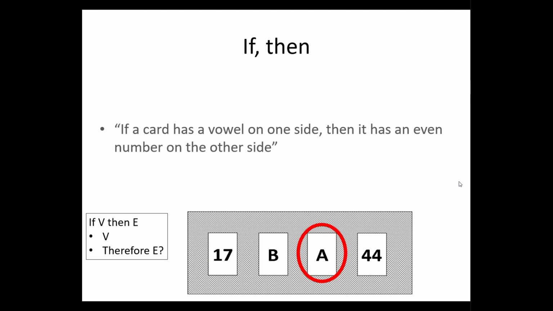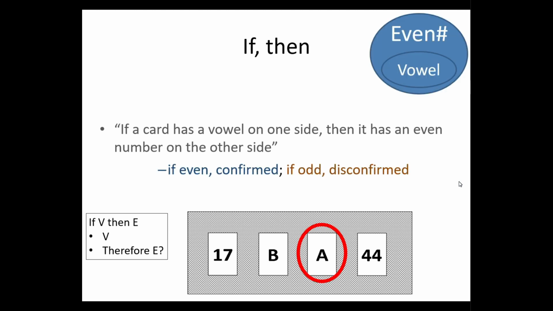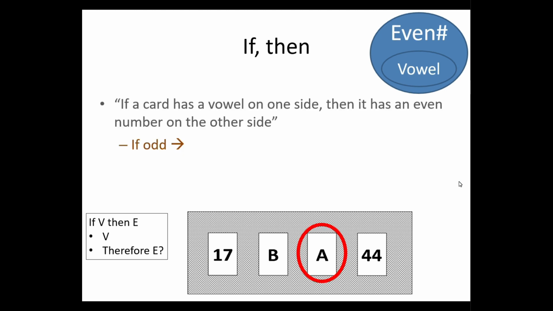The rule said if a card has a vowel on one side, then it has an even number on the other side, but it has an odd number on the other side. The if-then statement is a lie. If we flip over this vowel card and it's even, we've confirmed the rule, and if we flip it over and it's odd, we've disconfirmed or falsified the rule. Visually, we know if we flip this over and it happens to be an odd number, we know that there is at least one case where the vowel does not correspond to an even number. So the correct drawing of our if-then statement, up in the upper right corner, is wrong.